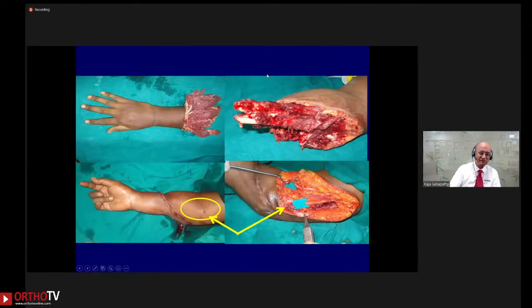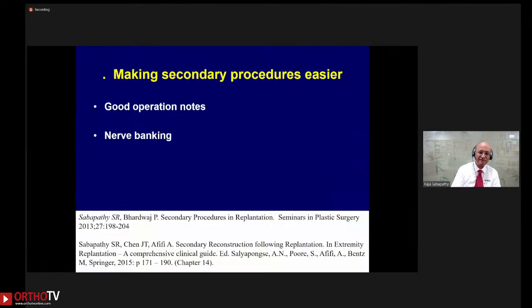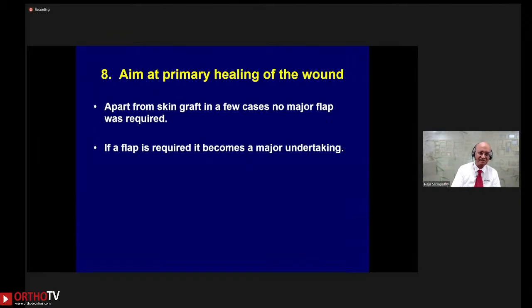The same patient, say you find at the end of the replant, that's the point. And later on, we open it up, and then we find this is the only gap that we need to cover. So that again is quite possible. So for making secondary procedures easier, the most important requirement is that primarily you need to write good operation notes, so that you avoid doing a lot of things.